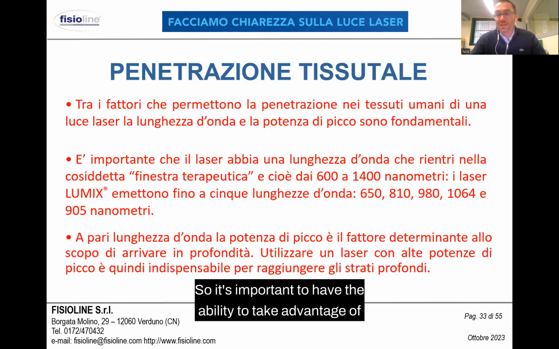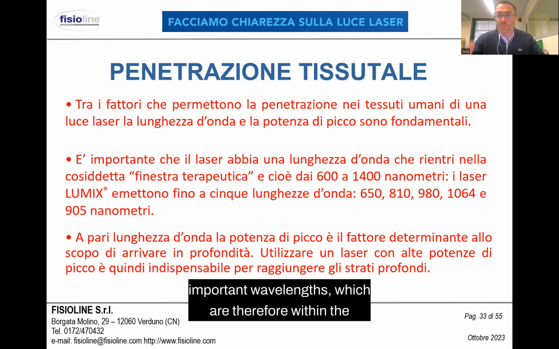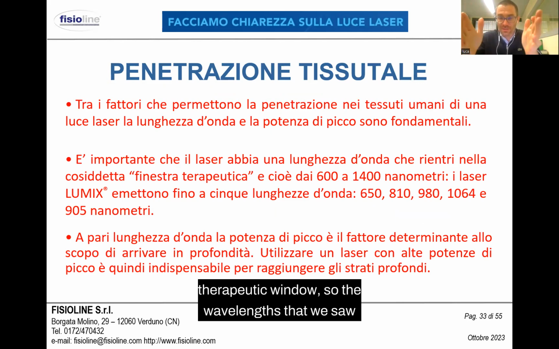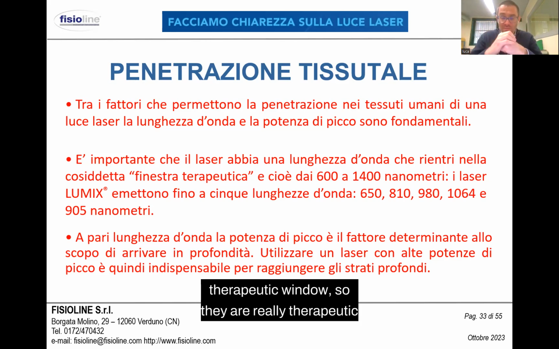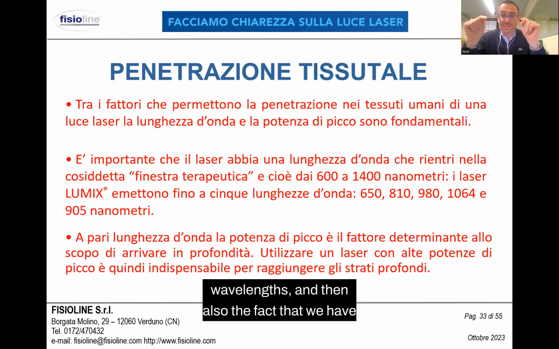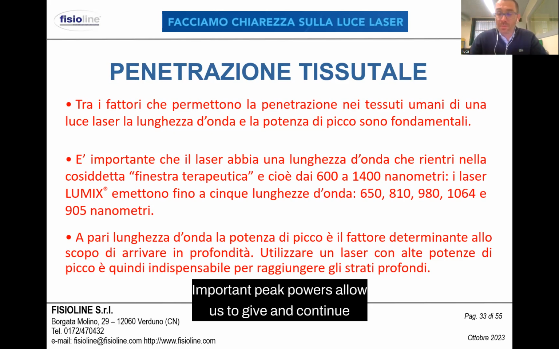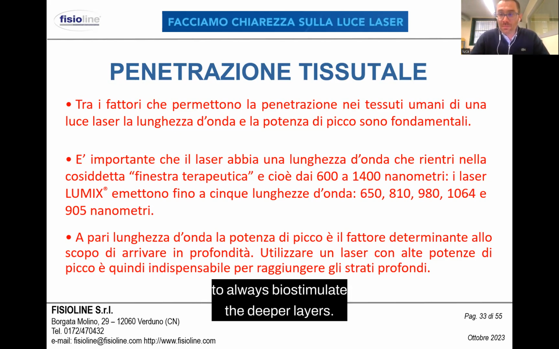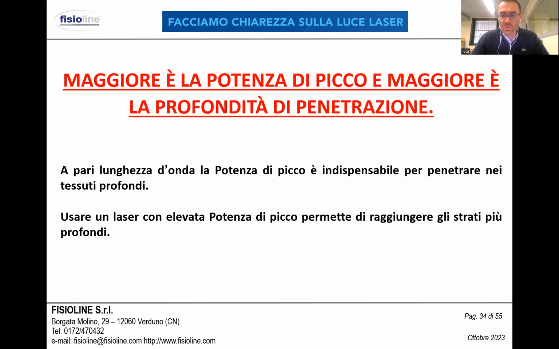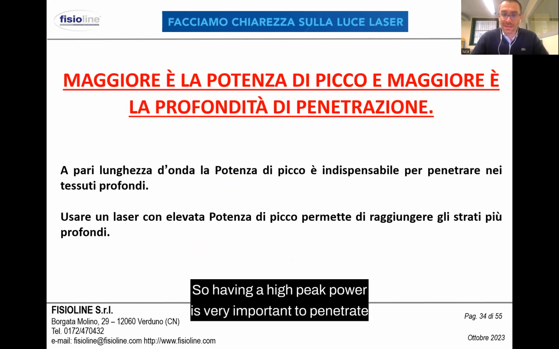So it's important to have the ability to take advantage of important wavelengths, which are within the therapeutic window. So the wavelengths that we saw before, 650, 810, 980, 1064, 905, are within the therapeutic window, so they are really therapeutic wavelengths. And the fact that we have important peak powers allows us to continue to give energy even in the deepest layers, so to always biostimulate the deeper layers. So having a high peak power is very important to penetrate and reach the deeper layers.